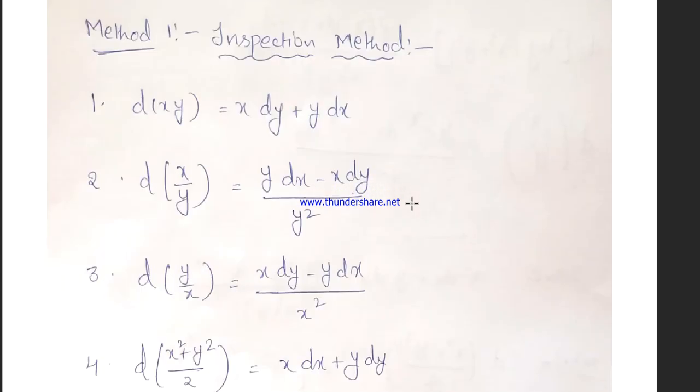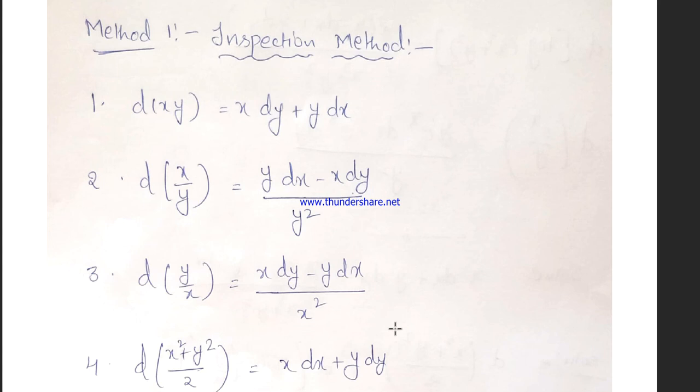And next one is the inspection method. Already we discussed if the equation is non-exact, that is, if dou M by dou y is not equal to dou N by dou x, then the equation is not an exact differential equation. We have to make the equation exact by multiplying with an integrating factor. There are 5 methods to find the integrating factor for the given first order differential equation. The first method is the inspection method.